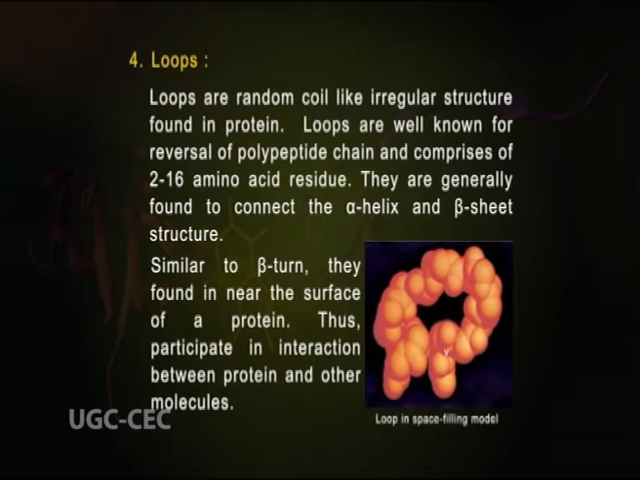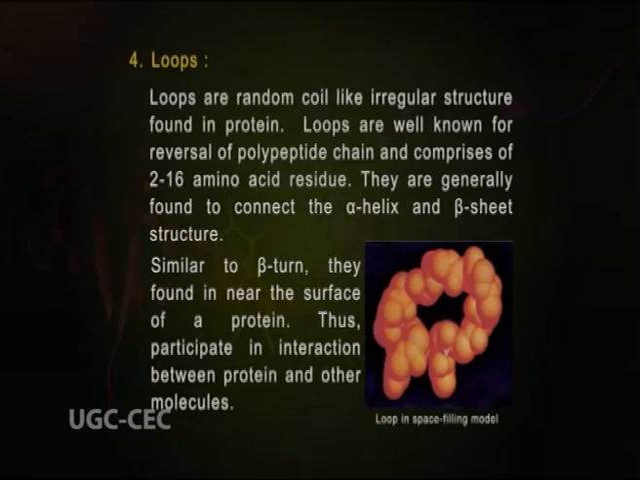Number 4 is the loops. Loops are random coil-like irregular structures found in proteins. Loops are well known for reversal of the polypeptide chain and comprise 2 to 16 amino acid residues. They are generally found to connect alpha helix and beta sheet structures. Similar to beta turns, they are found near the surface of a protein, thus participating in interaction between the protein and other molecules.